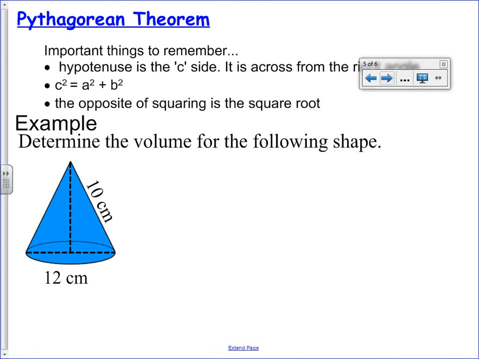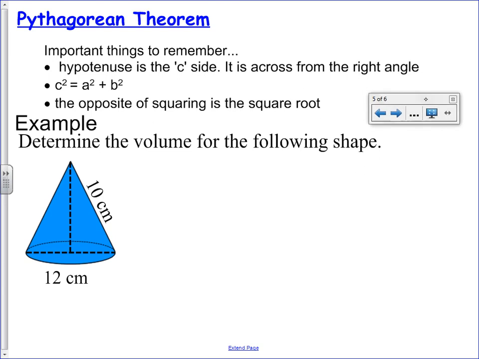Now we're going here, Pythagorean theorem. I know you have a similar question like this inside your books that are due on Friday. So Pythagorean theorem, important things to remember. The hypotenuse is the c side. It is across from the right angle. So I have c squared equals a squared plus b squared. That's our formula. That is a formula you will have to remember. That is not given to you on your formula sheet. So you need to make sure that you remember that. Okay, the opposite of squaring is the square root.